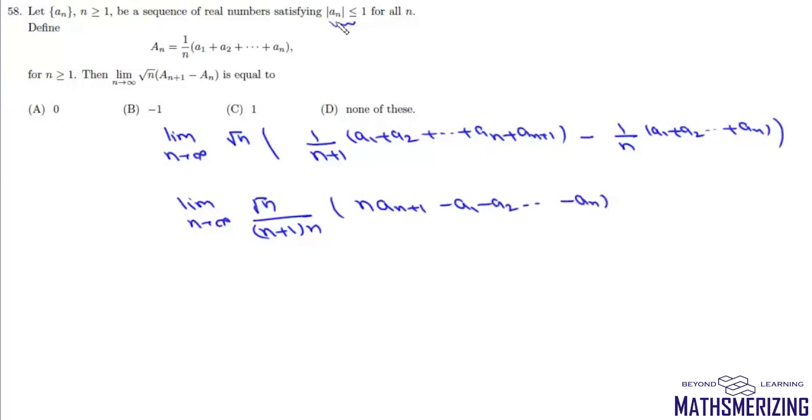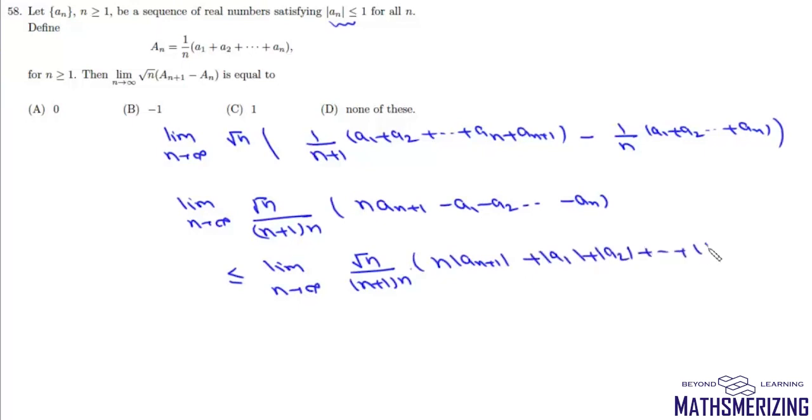Now we know that for any a_n, its modulus is always less than or equal to 1. So we can say this limit is less than or equal to limit n tends to infinity, under root n upon (n+1) into n, and here we can write this as n mod a_(n+1) plus mod a1 plus mod a2 plus ... plus mod a_n. Now the maximum value of any a_n is 1, so we can write this is less than or equal to limit n tends to infinity, and this is under root n.